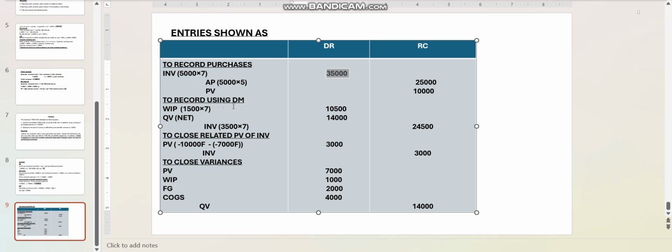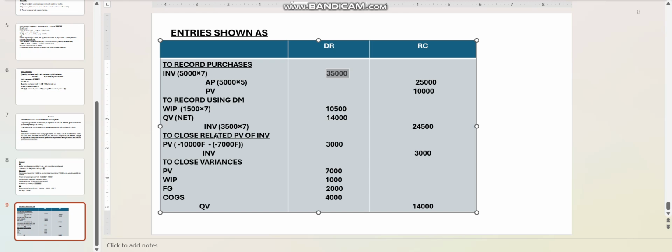Second entry, to record using direct material, and obviously to record quantity variance net. So debit WIP, amount of standard quantity allowed times standard price, while credit inventory, amount of actual quantity used times standard price, and the quantity variance net appears as debit 14,000 since it's unfavorable.